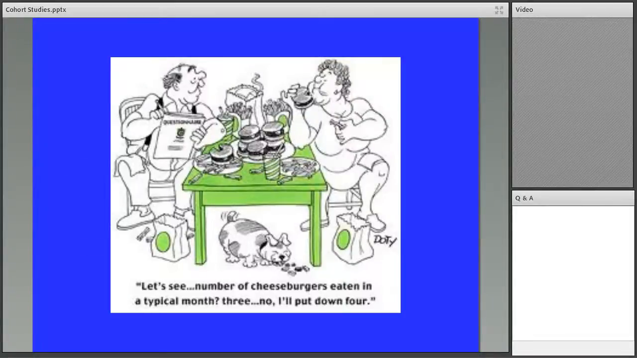So the classic example of this, you've got somebody eating, let's say, number of cheeseburgers eaten in a typical month: 3, no, I'll put down 4. And the other classic example we see of this is not only eating, but alcohol or drug intake. People tend to minimize their exposures.